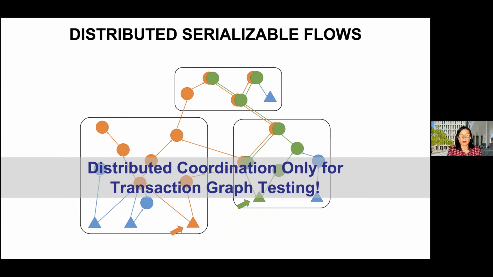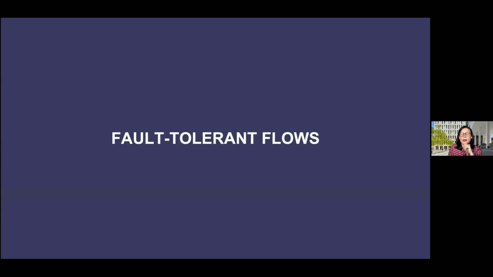Of course, there we need a little bit of distributed coordination, but this is minimized to transaction graph testing. These are details, but the fact is we have managed, even in a distributed setting, to minimize the amount of coordination that we need, and it's completely hidden from the application developer. It happens behind the scenes. The runtime does it for them. But nevertheless, any distributed coordination, be it so little, has problems with availability, which we don't want to sacrifice. That's why we also support fault-tolerant flows.